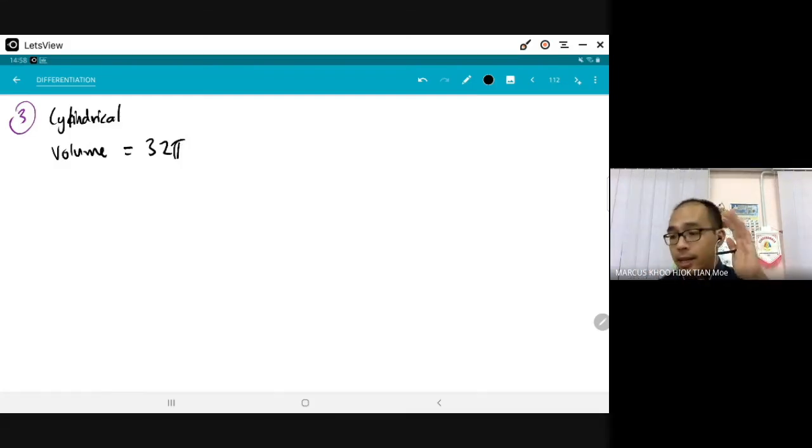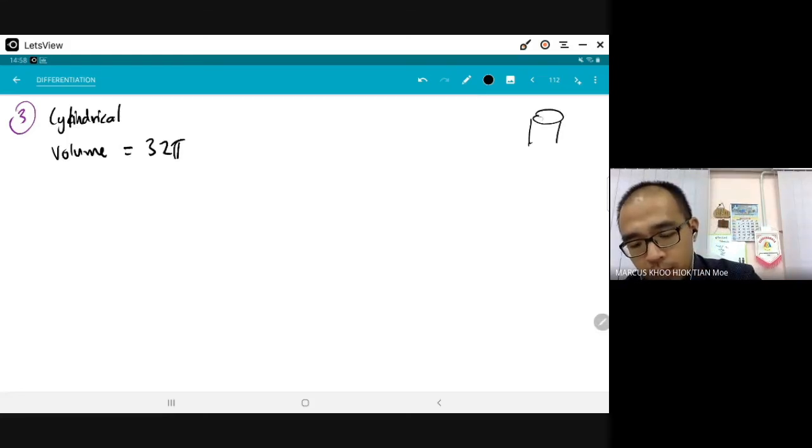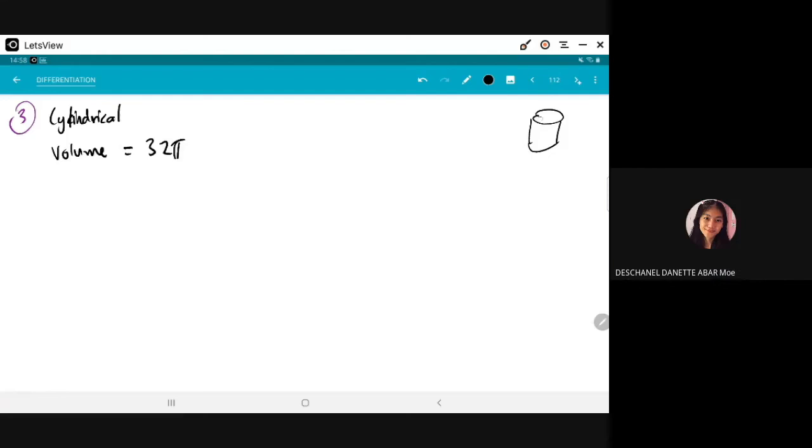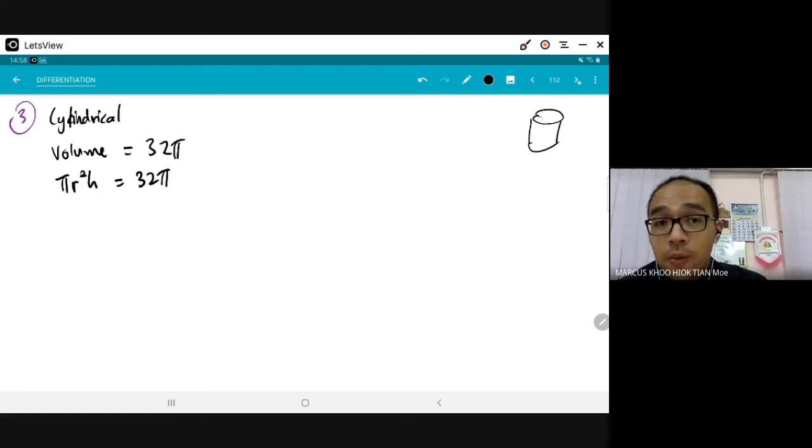Okay, let's talk about the volume formula for cylinder. Once again, what's the volume formula? What's the volume formula for cylinder? Pi r square h. Okay, pi r squared h equals to 32 pi. Okay, we start from there first.